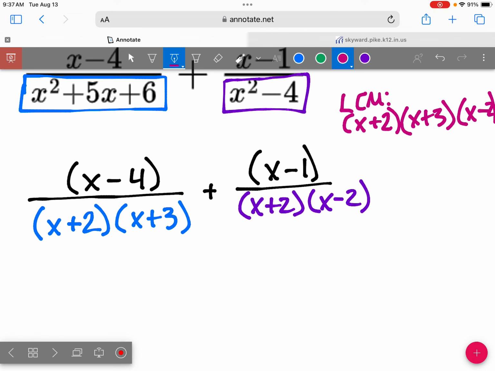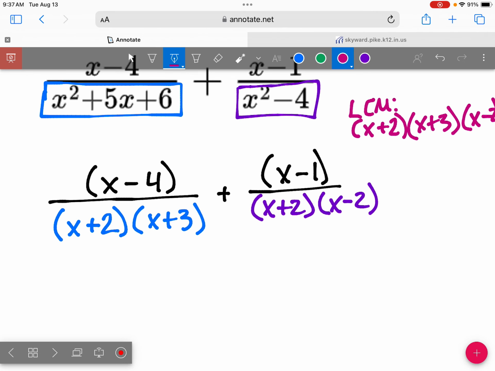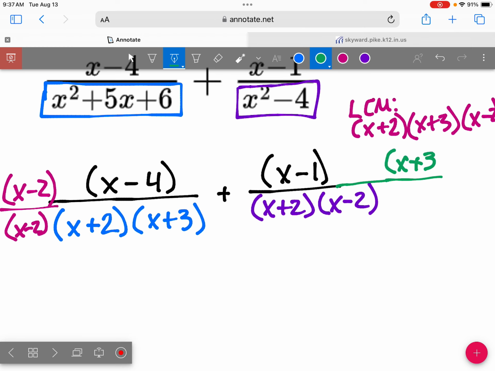So looking at the left-hand fraction here, what do we need to multiply this one by? The x minus 3. That piece is missing. x minus 2, sorry. I said it wrong. x minus 2 over x minus 2. That'll give me all three pieces in my denominator here. On the right fraction, what's it missing? The x plus 3. We need to add in the x plus 3 on this one. x plus 3.